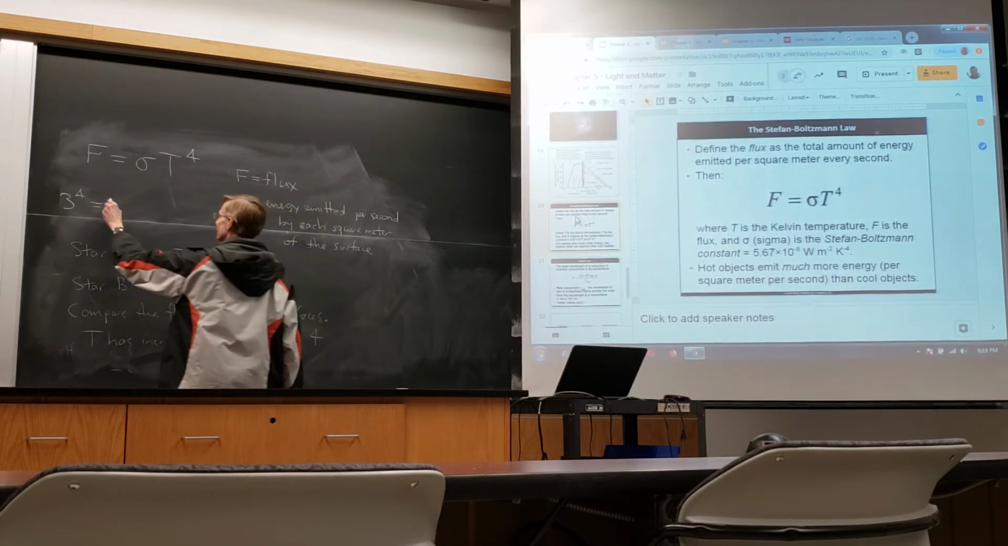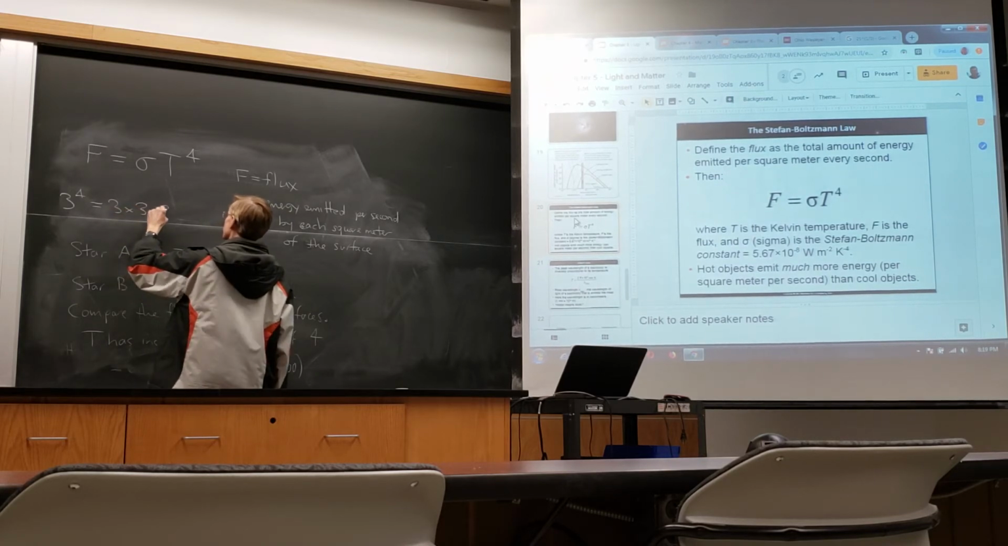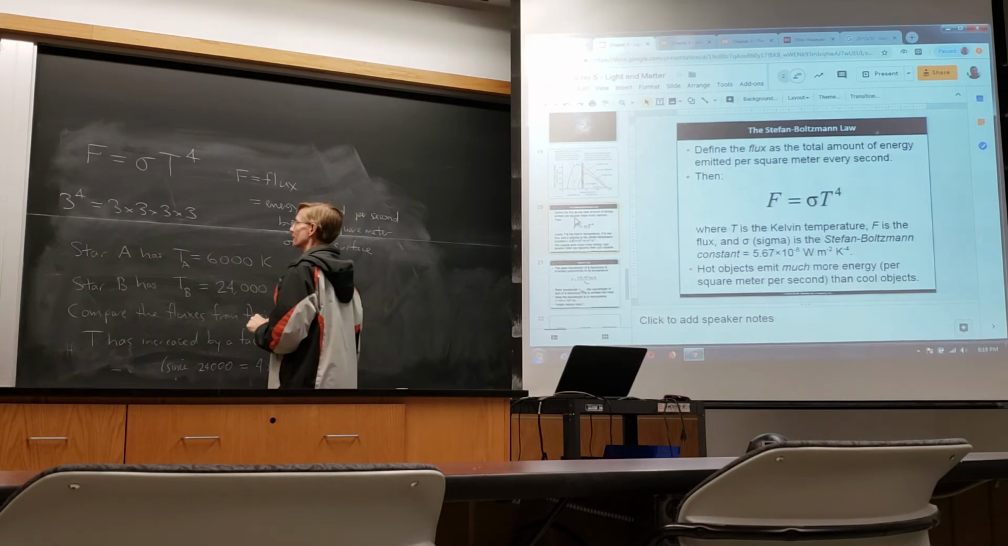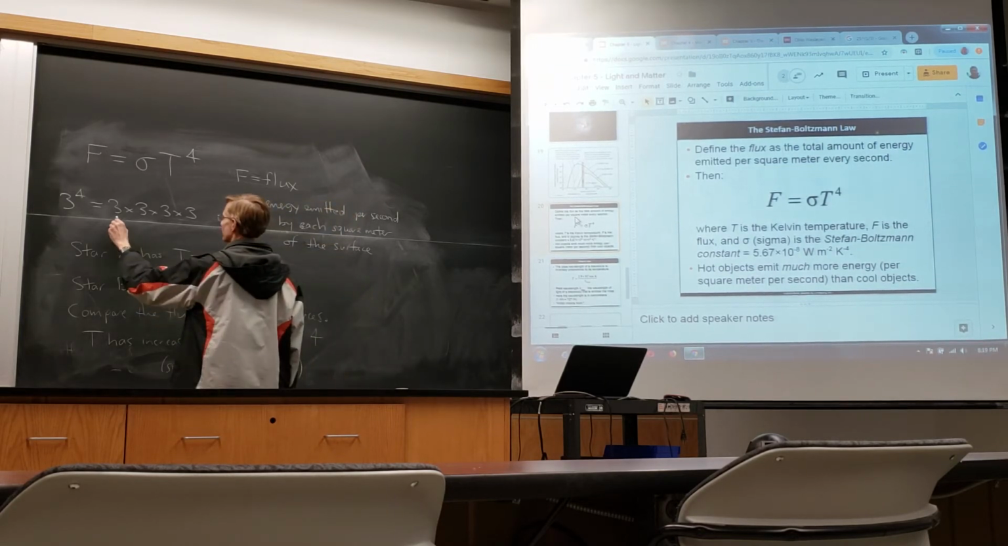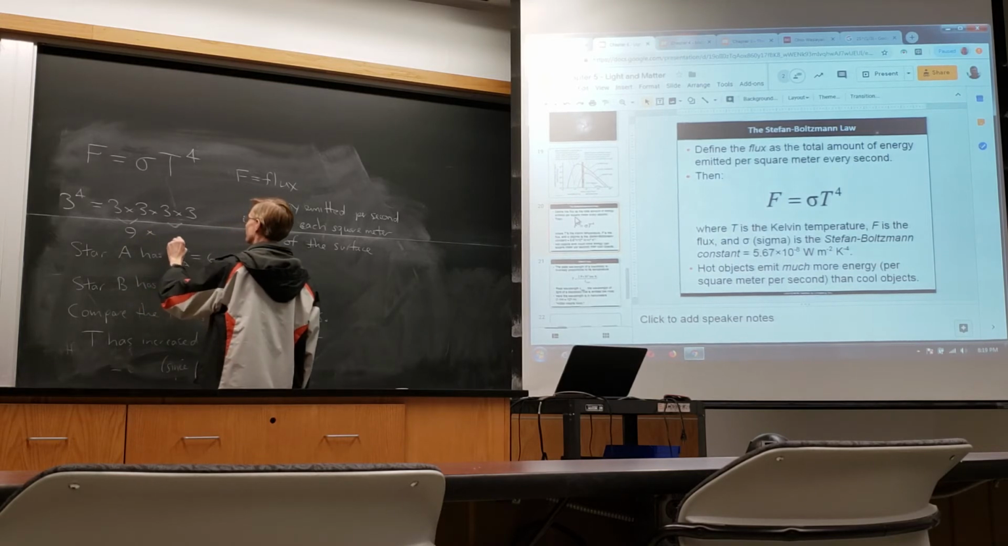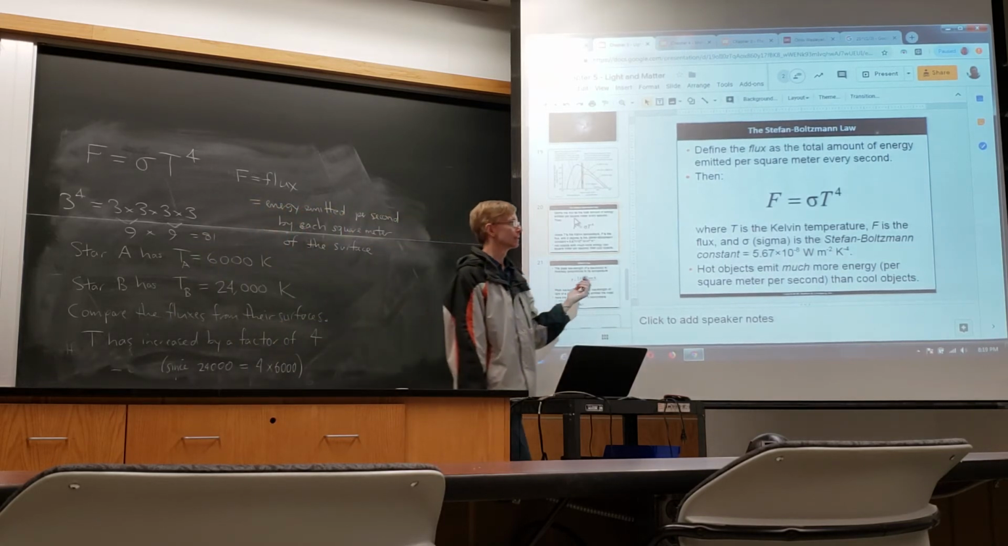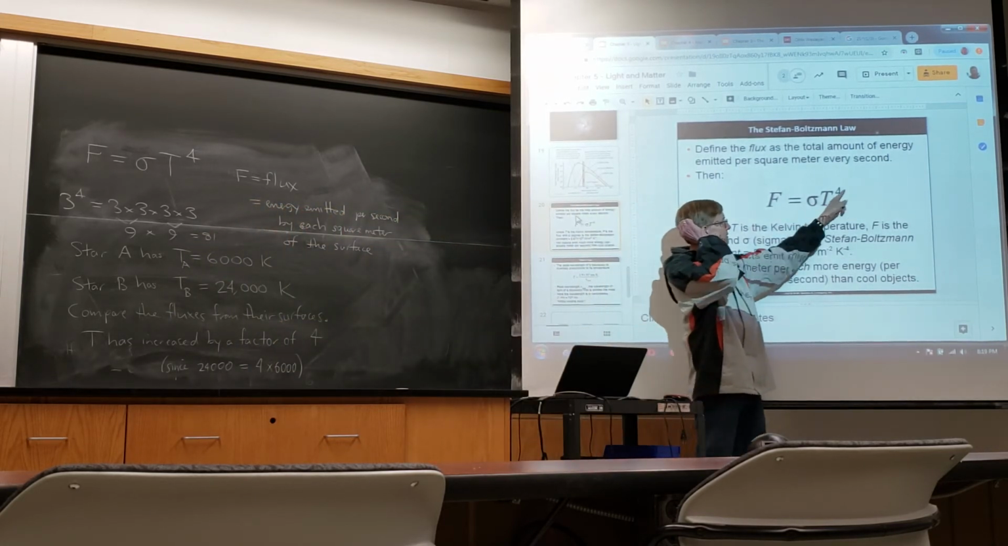3 times 3 times 3 times 3. Multiply 3 by itself 4 times, okay? I would think of that as, what's 3 times 3? 9. What's 3 times 3? 9. What's 9 times 9? 81. So if I triple the temperature, F goes up by 3 to the 4th power.